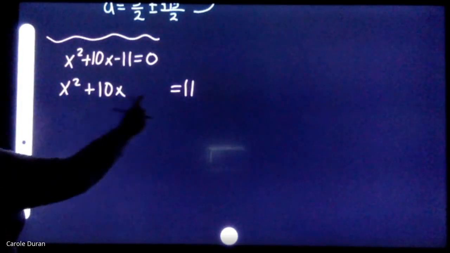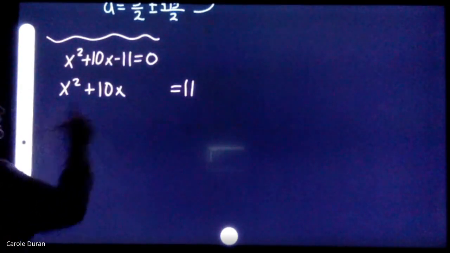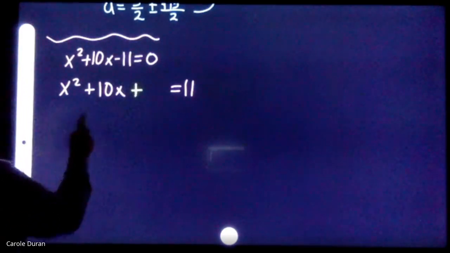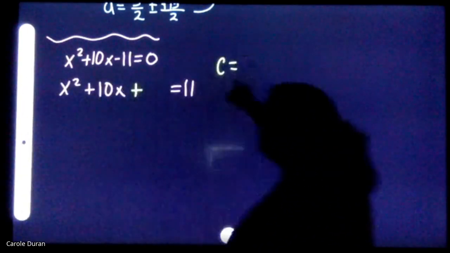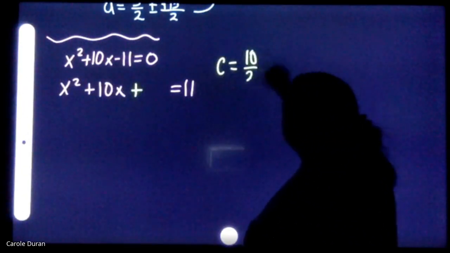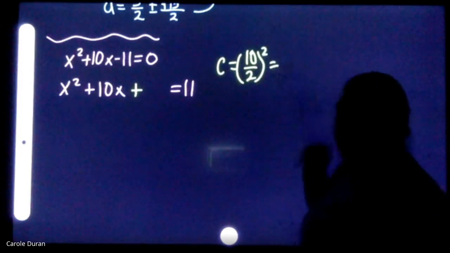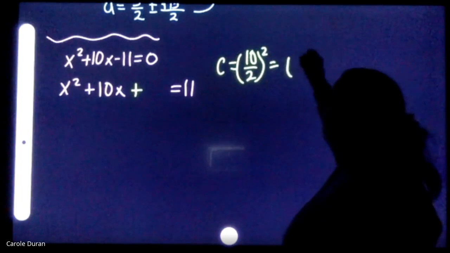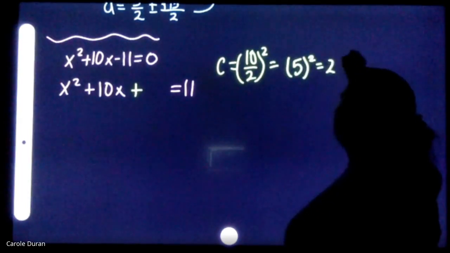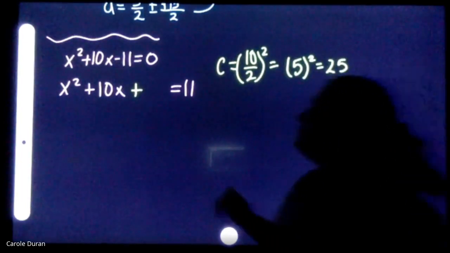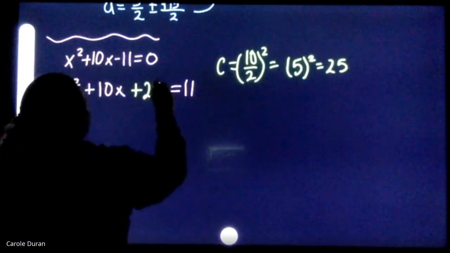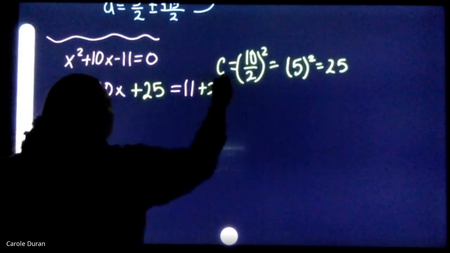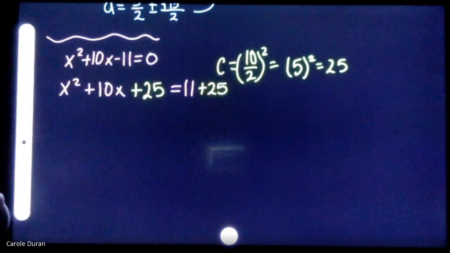So my goal is to make this a perfect square trinomial. To do that, I need to add in this third term here. This term that I add in is our C term now, and it is my middle term split in half and then squared. My middle term was 10, so when I split it in half, I get 5, and when I square 5, it becomes 25. So the third term that creates my perfect square trinomial here is 25. What I do to one side of the equation, I also have to do to the other.